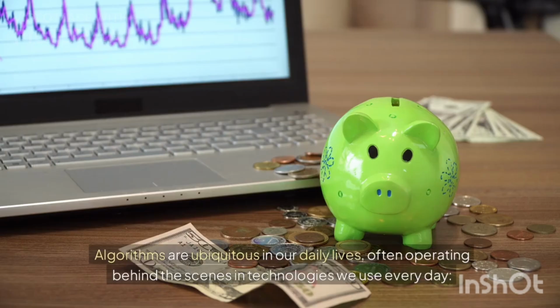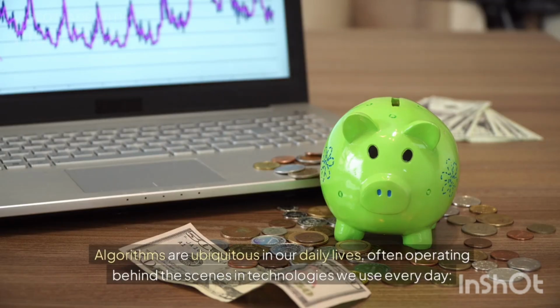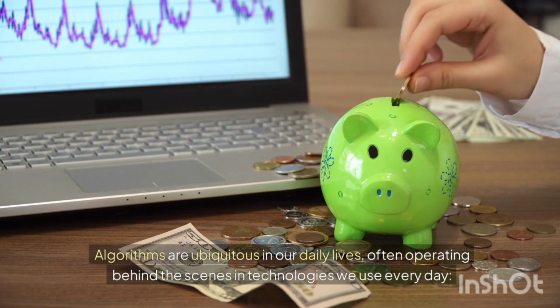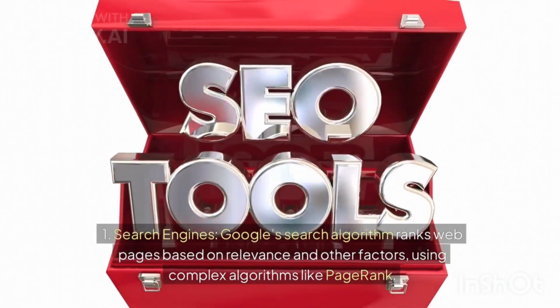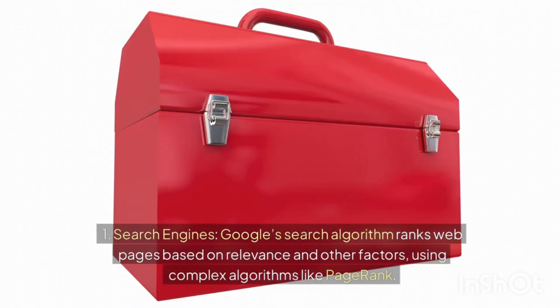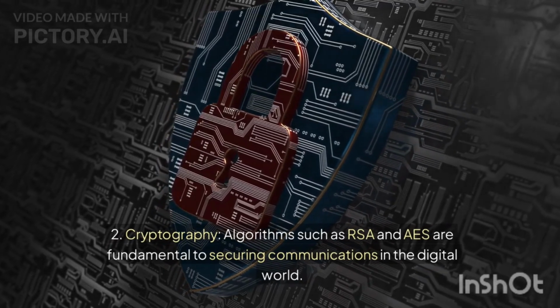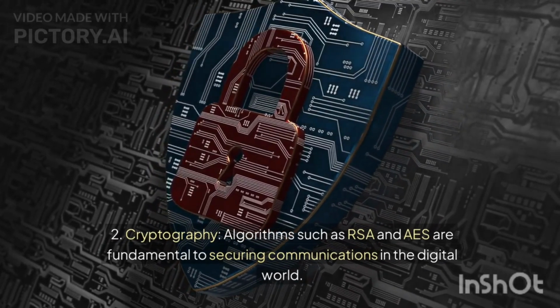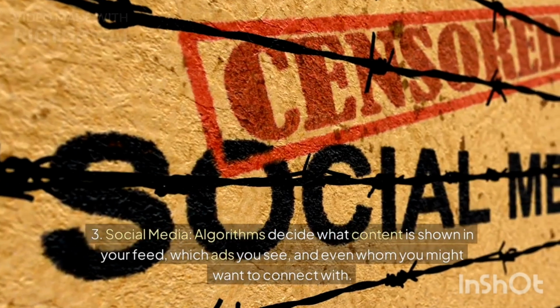Applications of algorithms. Algorithms are ubiquitous in our daily lives, often operating behind the scenes in technologies we use every day. 1. Search engines. Google's search algorithm ranks web pages based on relevance and other factors, using complex algorithms like PageRank. 2. Cryptography. Algorithms such as RSA and AES are fundamental to securing communications in the digital world. 3. Social media.